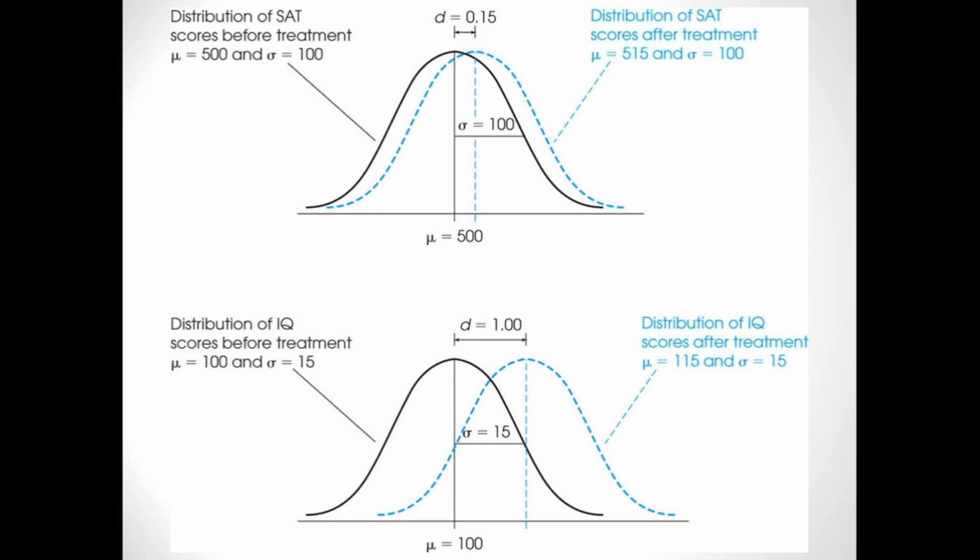We also have the power of the hypothesis test. The power of the hypothesis test is defined as the probability that the test will reject the null hypothesis when the treatment does have an effect. The power of the test depends on a variety of factors, including the size of the treatment effect and the size of the sample.